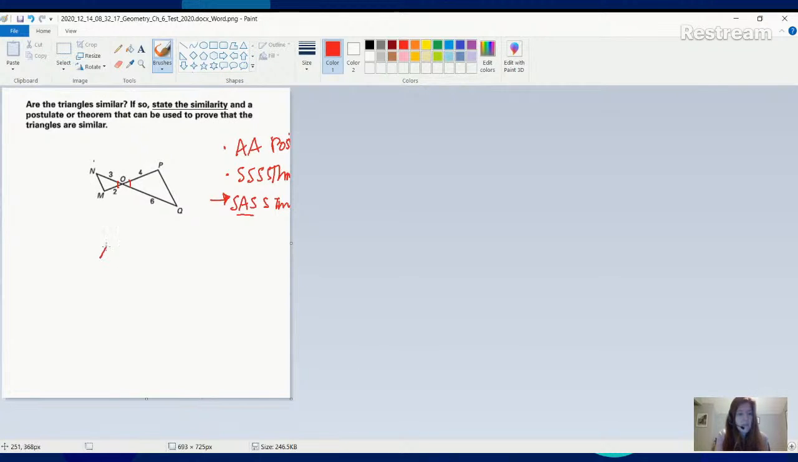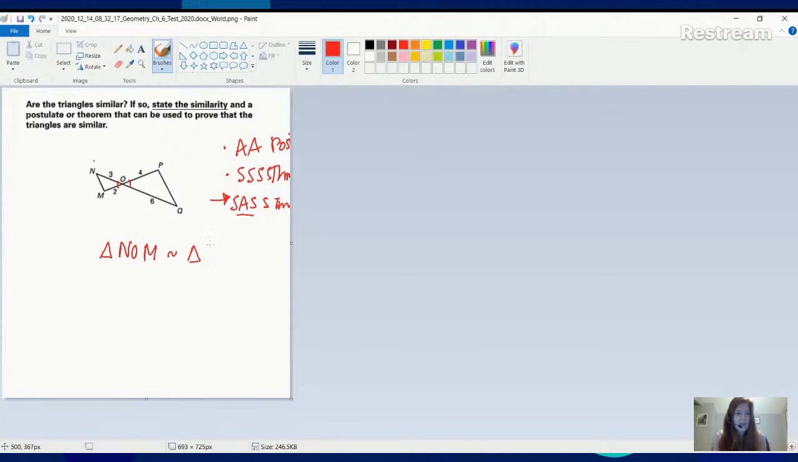So my similarity statement might be, I'm going to start over here, I'm going to do NOM. So triangle NOM, how would that be similar to PQ and O? Well, if I look at N to O, that has a side length of 3. So that's longer than my M to O, which is 2.